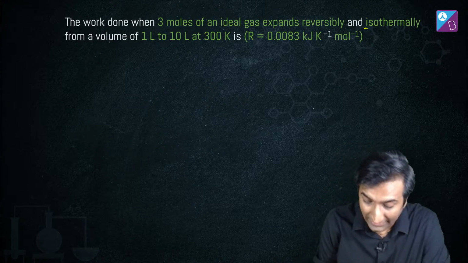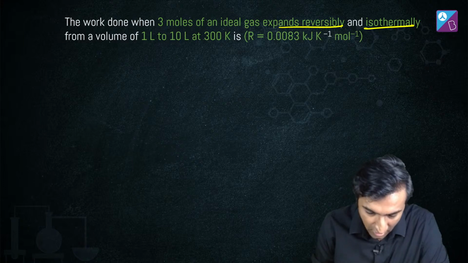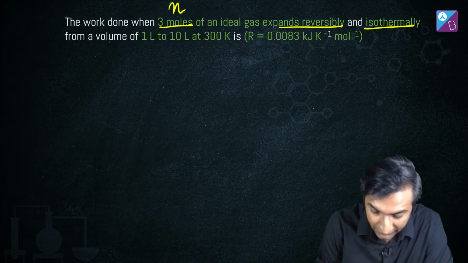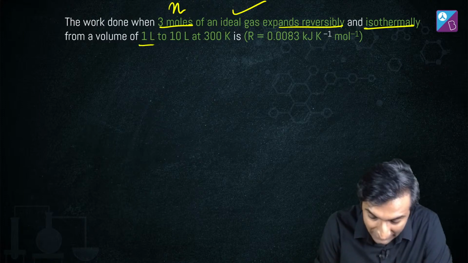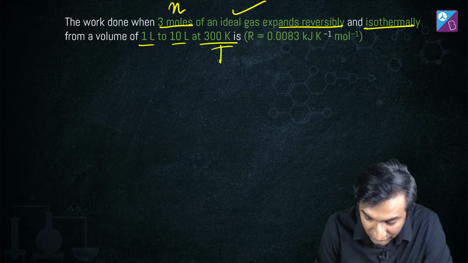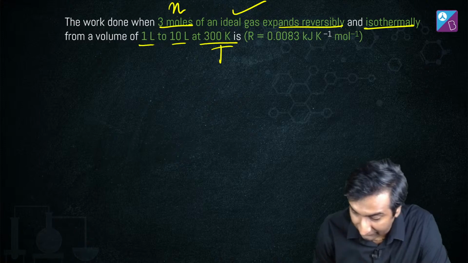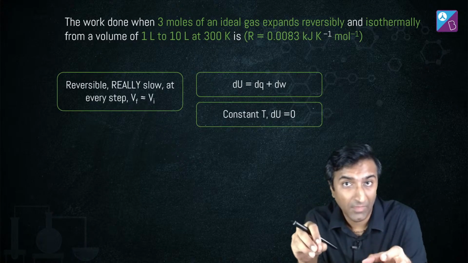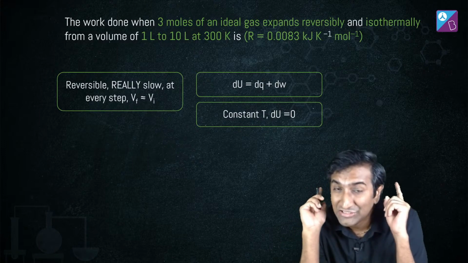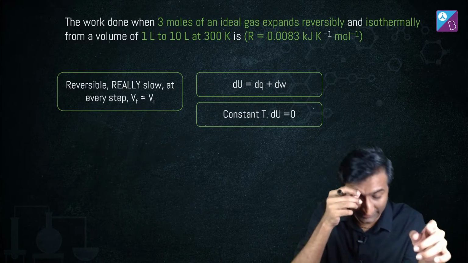This is an isothermal expansion, right? And you've got n moles of a gas. It's an ideal gas, so you're in luck. Initial and final volume is given. Temperature also is given. So this is straightforward stuff. If something is reversible, it's really, really slow, which means it has an infinite number of steps, just like what I gave you. I gave you a bit of theory there, right?